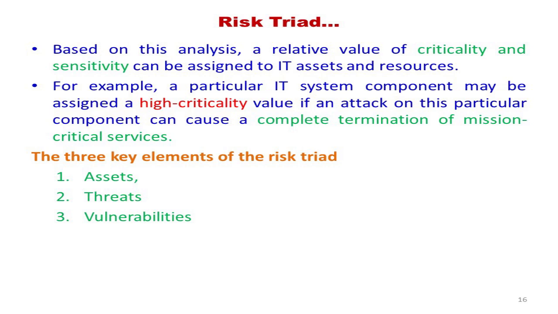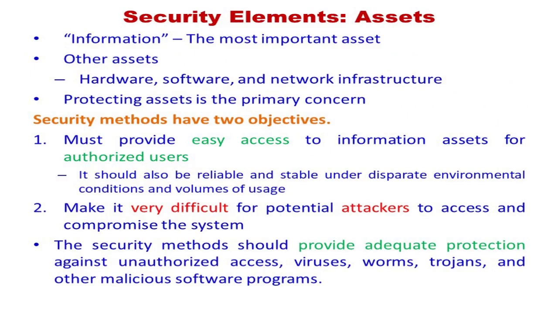The three key elements of the risk triad are assets, threats, and vulnerabilities. Security elements: assets. Information is the most important asset. Other assets are hardware, software, and network infrastructure. Protecting assets is the primary concern.